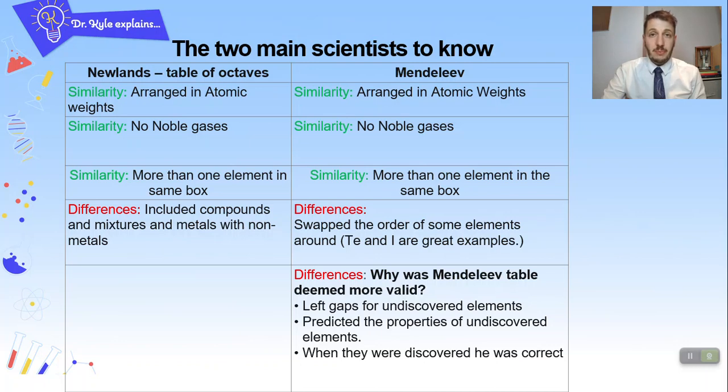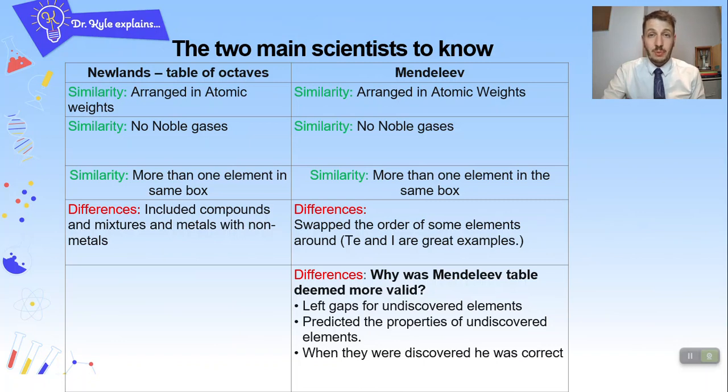The famous example is tellurium and iodine. If you take the atomic weights of tellurium and iodine, you will find that iodine should go into group 6 and tellurium should be in group 7. But Mendeleev recognised that iodine had similar properties to the other elements already placed in group 7, and so he decided to place iodine into a different group.